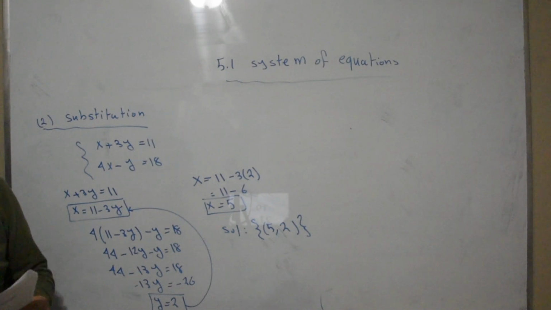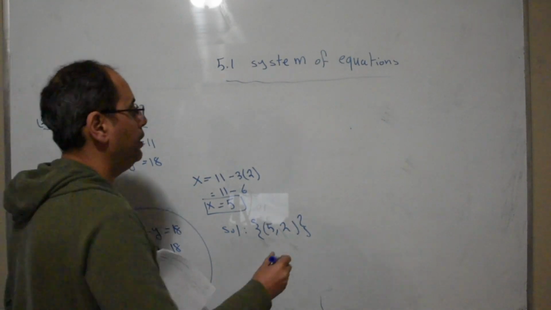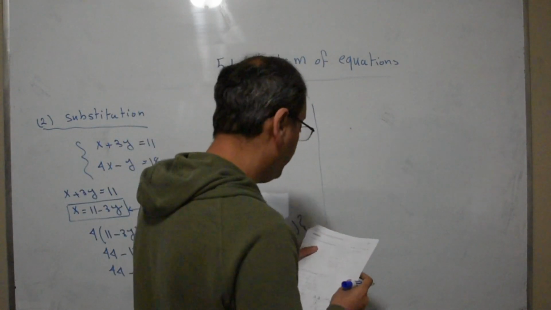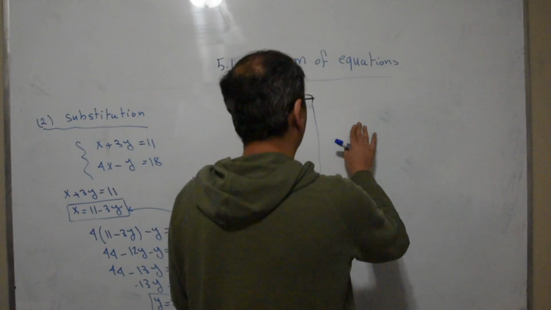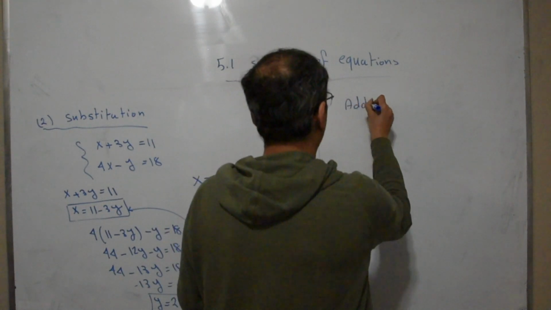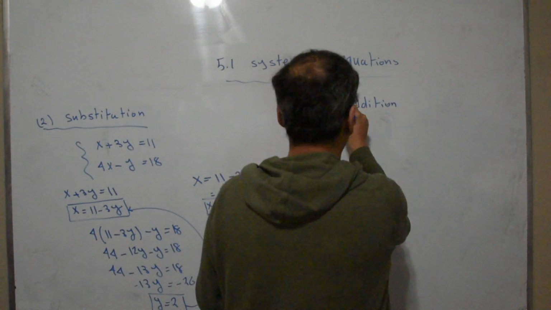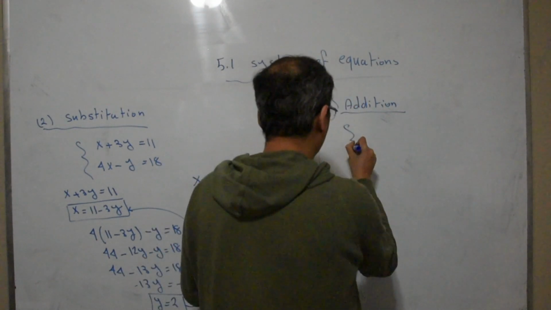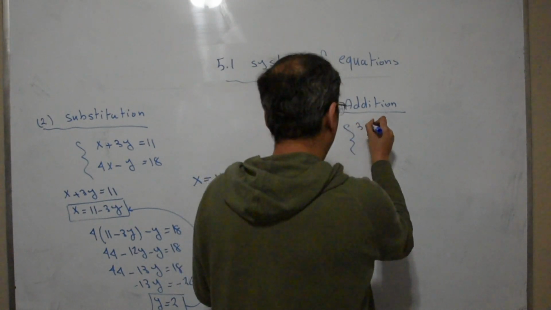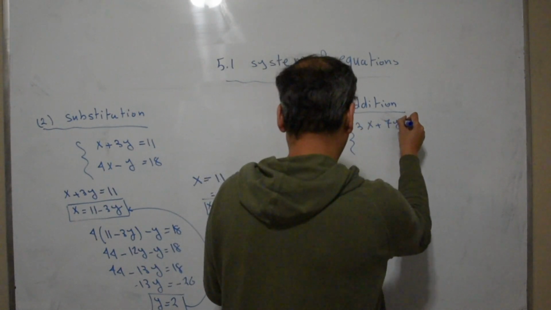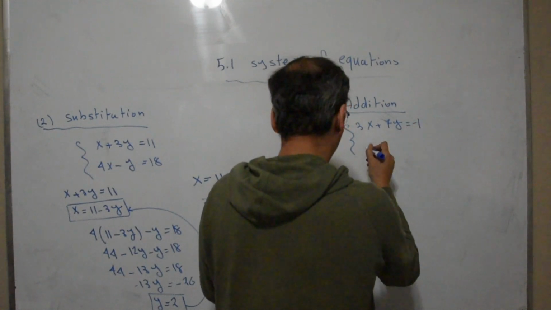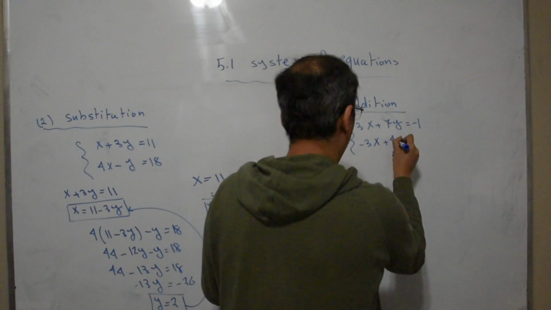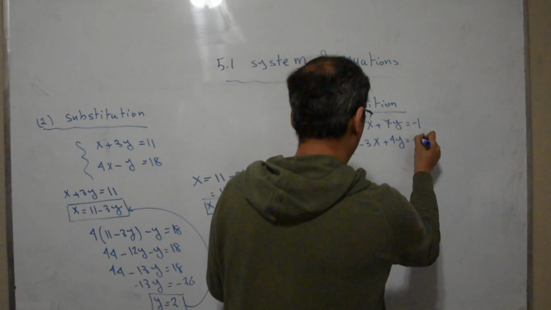The third method is addition. Addition is easier than this one. This is number 3. So I have this system: 3x plus 7y equals negative 1, and negative 3x plus 4y equals negative 10.